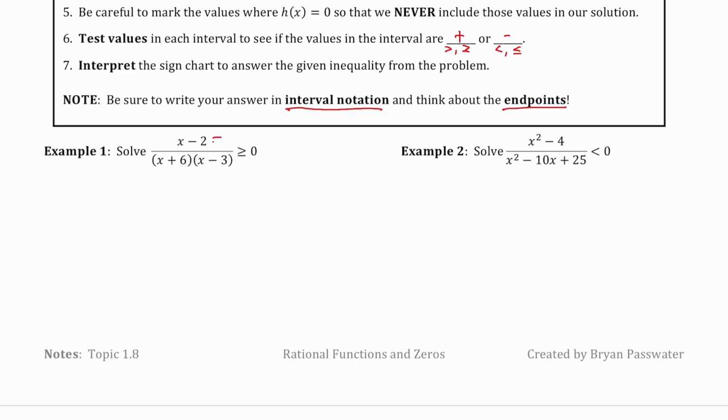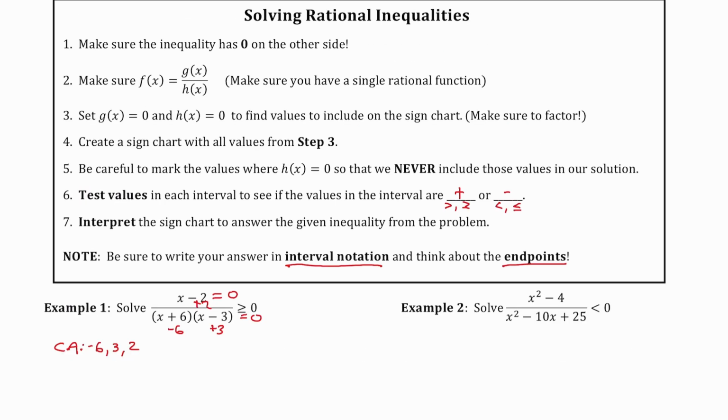We want to set both the numerator and denominator equal to 0 and then solve for them. So we got -6 here, +3, and +2. So our critical values, abbreviated to CV, are -6, 3, and 2. And then basically the numbers in the denominator are going to be our vertical asymptotes. That's an important step.